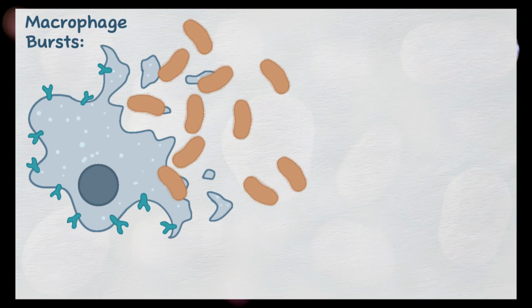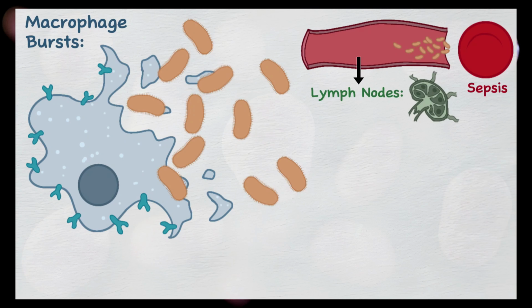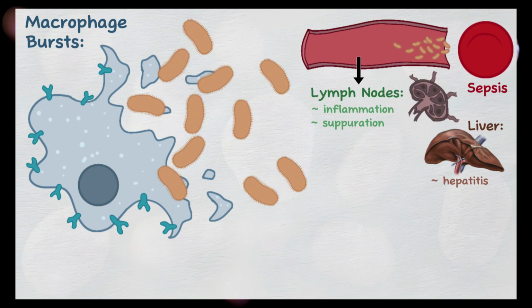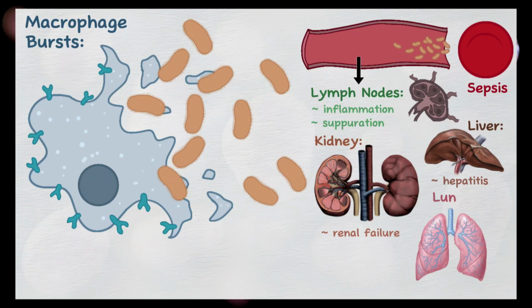Eventually, once Francisella tularensis has replicated sufficiently, the macrophage bursts, releasing the bacteria into the bloodstream and leading to sepsis. From the bloodstream, it can spread to other organs, such as the lymph nodes, where it causes inflammation and pus formation, suppuration. Alternatively, it may spread to the liver, resulting in hepatitis, to the kidneys, causing renal failure, or to the lungs, leading to pneumonia.